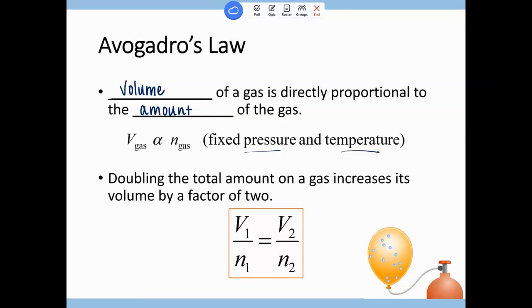So here we're focused on the volume of the balloon. If you add more gas to the balloon, the volume of the balloon will increase. So increasing the amount of the gas will increase the volume of that gas. And they're directly proportional, so if you double the total amount of the gas, then you're doubling the volume. If you take 1/3 of the amount, then you have 1/3 of the volume.